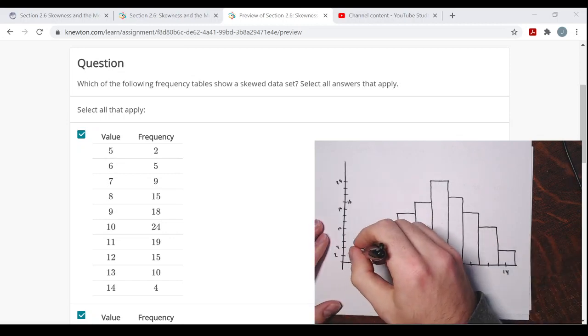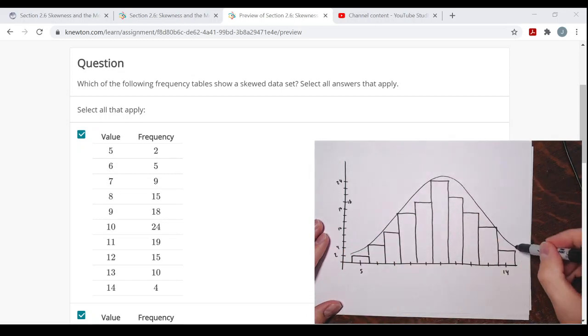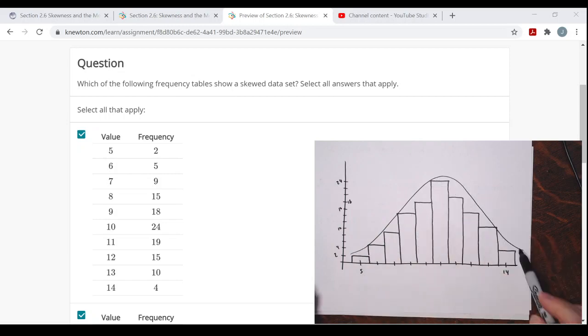But looking at this histogram here, I'm seeing more of a symmetry. Low to high to low, bulkier in the center. So I'm going to unclick that one. I do apologize that I clicked it earlier. I feel now that it's more symmetrical.